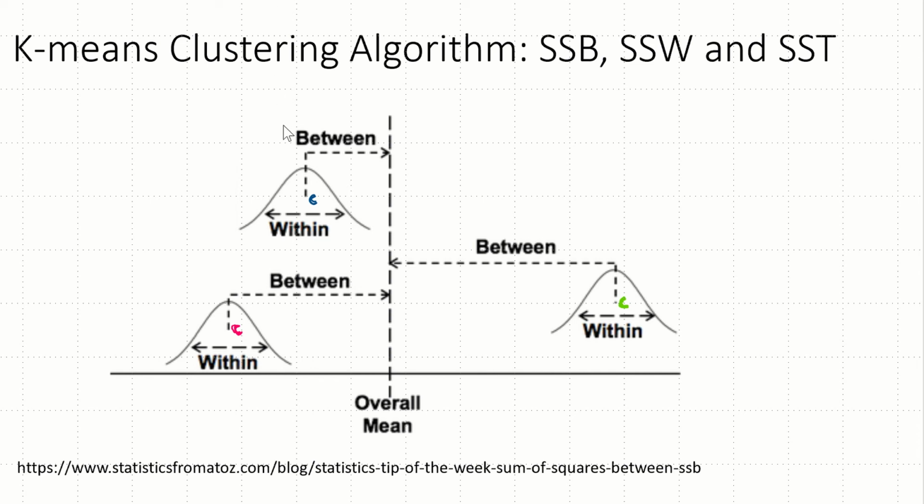On the other hand, SSB is the sum of the distance from the center of each cluster to all the data points in that cluster. The sum of the square of the distance from each data point in the system to the overall mean is called the SST, or the sum of squares total. We will use an example to illustrate these values.